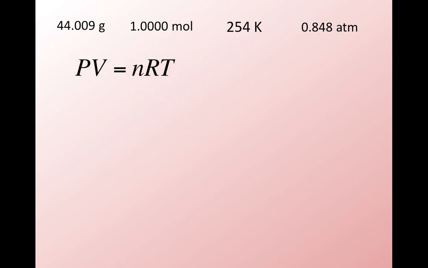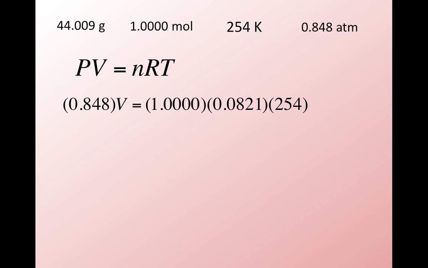We can use our ideal gas law, PV = nRT. We're not going to use the 44.009 grams, that's the mass, but we can use the 1 mole, the 254 Kelvin, and the 0.848 atm. We can plug those in to the appropriate locations in that equation. Solve for our volume by dividing both sides by 0.848. I'm not going to write that on this one, but that's what we'd be doing. And that should give us 24.6 liters. Make sure you know how and why that volume is 24.6 liters.